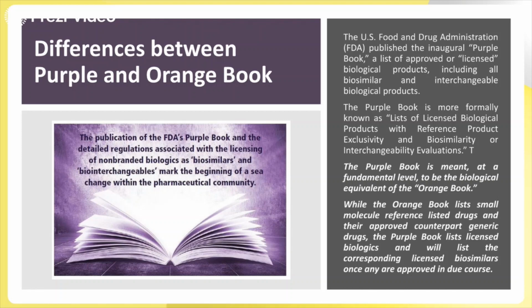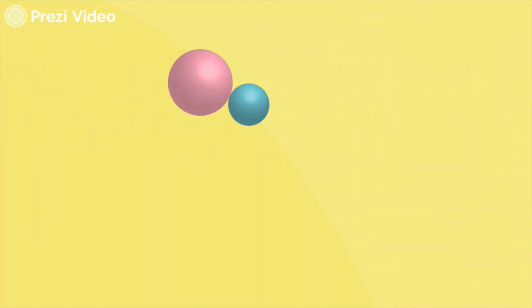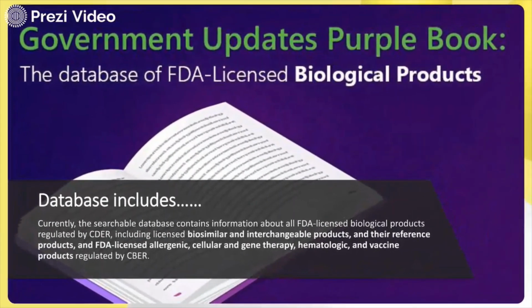The Orange Book lists small molecules, reference listed drugs and their approved counterpart generic drugs, whereas the Purple Book lists the licensed biologics and the corresponding licensed biosimilars once they are approved in due course. So now you know the difference between the Orange Book and the Purple Book.